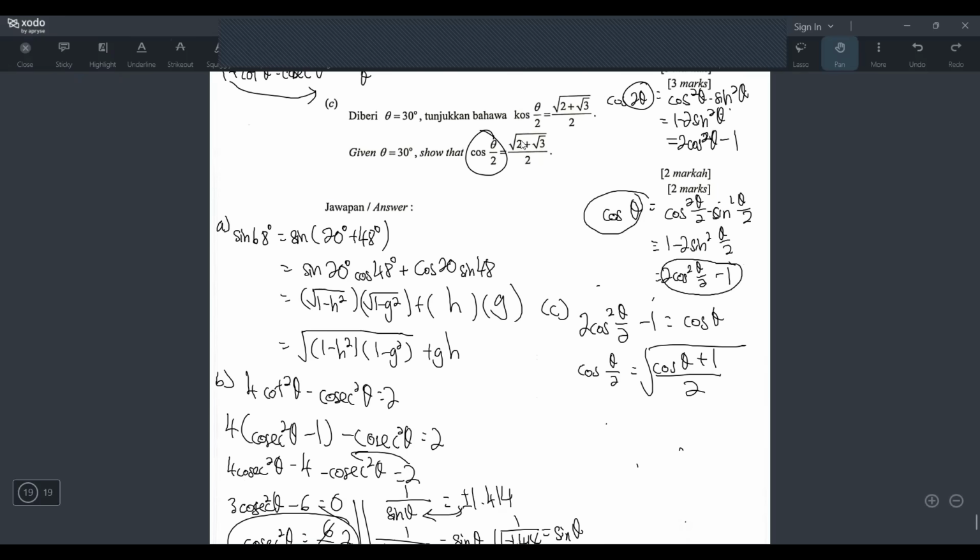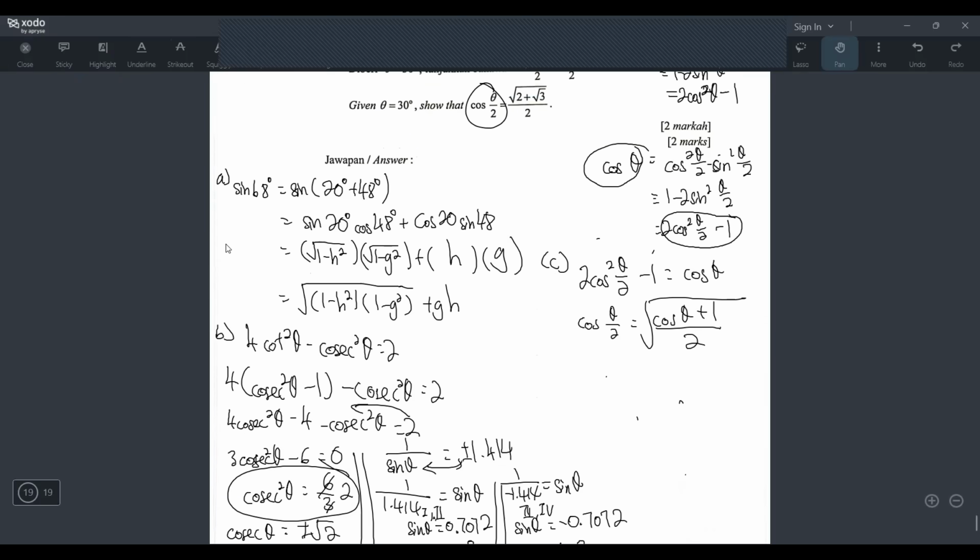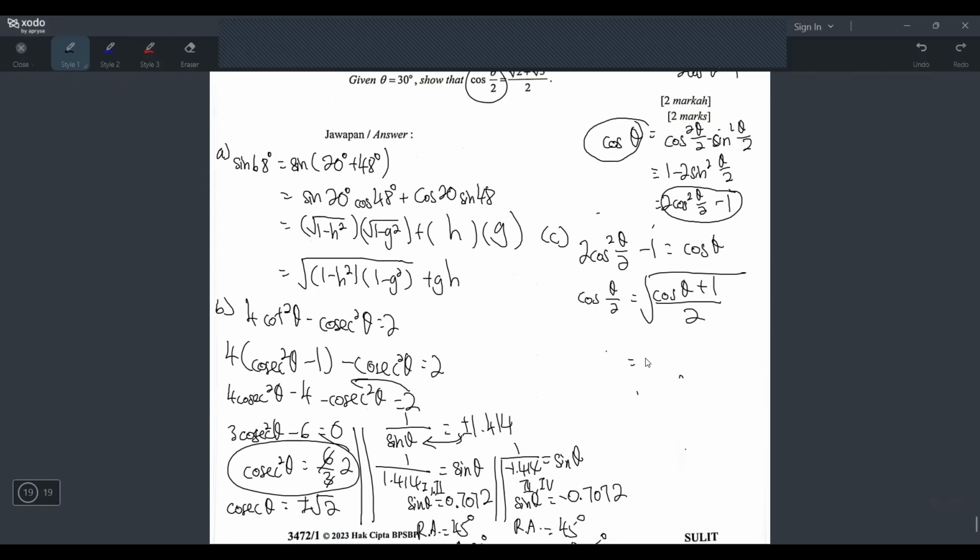So now I'm actually finding cos theta over 2, which is what they want to find here, right? But we have to show that this whole thing equals this when theta is 30 degrees. So just sub in 30 degrees here. So it'll be cos 30 plus 1 over 2, right? Okay, cos 30. 30 is actually a special angle. Cos 30 is square root 3 over 2, right? So plus 1 over 2 like this.